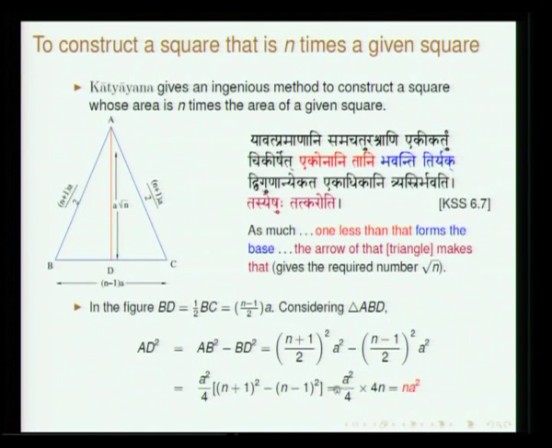When we put it in the form of an algebraic equation, in this figure BD is equal to half of BC, that is n minus 1 by 2 into a. We consider this triangle ABD. Then the equation is this. AD square is the difference of these two, where AB is n plus 1 by 2 into a the whole square, and BD is n minus 1 by 2 into a the whole square. The difference of these two squares basically is n a square, which is AD square.